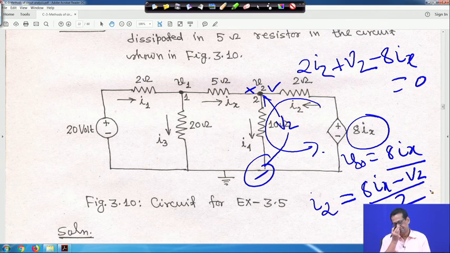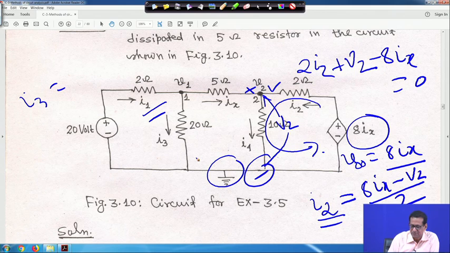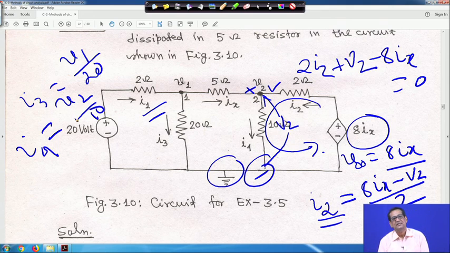Now next you have to find out I1, which I told you how to find, and I2 also like this. Then I3: this is the reference node, and the reference node voltage is 0. So directly you can write I3 is equal to V1 by 20. Similarly, I4 is equal to V2 by 10. So how to get all of I1, I2, I3, I4 in terms of V1 and V2 has been explained.